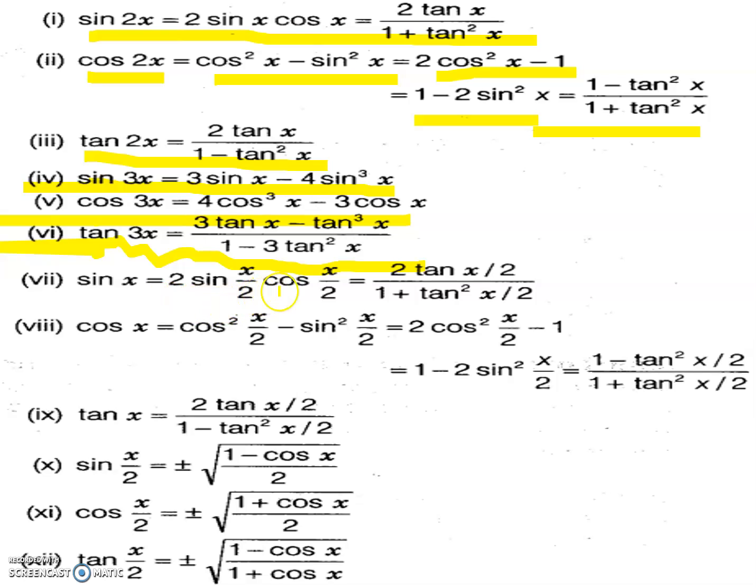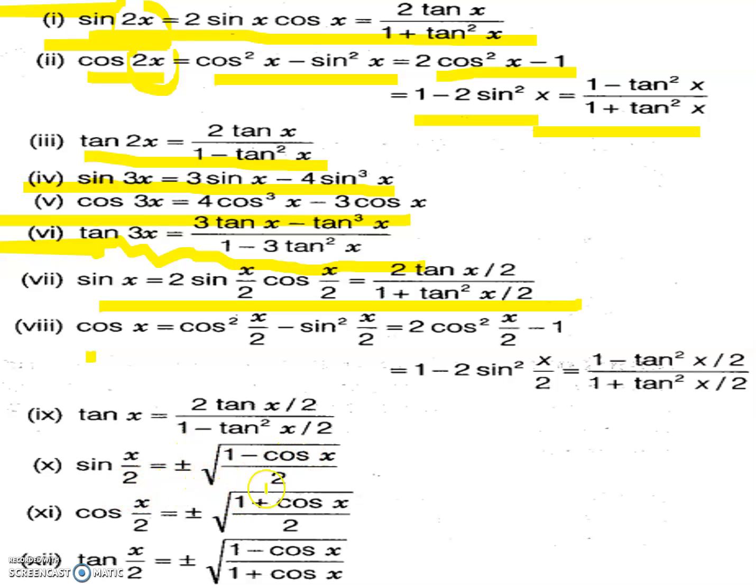Sin x is equal to 2 sin x by 2 into cos x by 2, which is 2 tan x by 2 upon 1 plus tan square x by 2. We covered this. Cos x is similar. What is the difference between those formulas? Here, instead of x there is x by 2; the remaining formulas are the same. Cos square x by 2 minus sin square x by 2 is equal to 2 cos square x by 2 minus 1, which is 1 minus 2 sin square x by 2, which is 1 minus tan square x by 2 upon 1 plus tan square x by 2. Tan x is equal to 2 tan x by 2 upon 1 minus tan square x by 2.